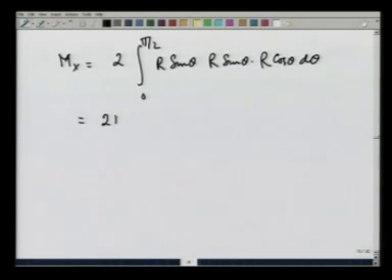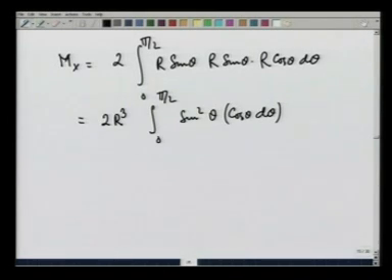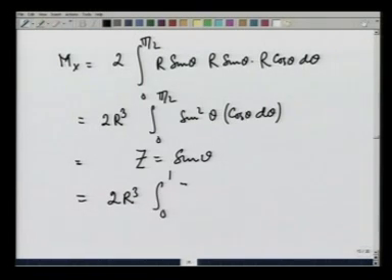which is 2 r cubed times the integral from 0 to pi by 2 of sin square theta cosine theta d theta. Cosine theta d theta is d sin theta. So, by substituting z equals sin theta, I can write this as 2 r cubed times the integral from 0 to 1 of z square dz, which is 2 r cubed divided by 3.